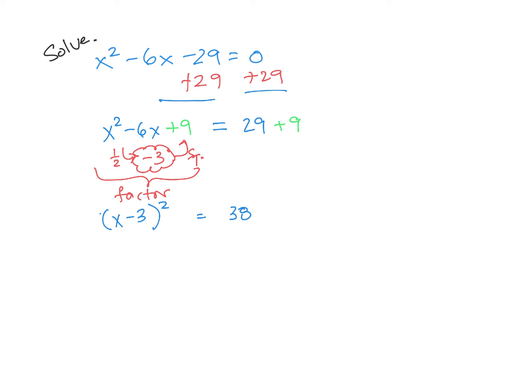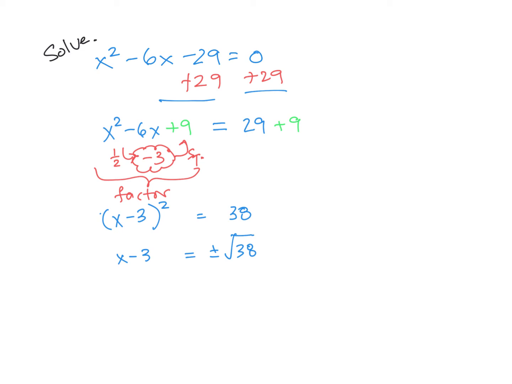So now, something squared equals a number. I can use the square root property to get rid of my squaring. So the squared thing, x minus 3, equals either the positive or the negative square root of 38. Am I going to get an i on this one? No, because we're taking the square root of a positive number. So our solutions are going to be real. They're just going to be ugly because the square root of 38 is not a nice number.